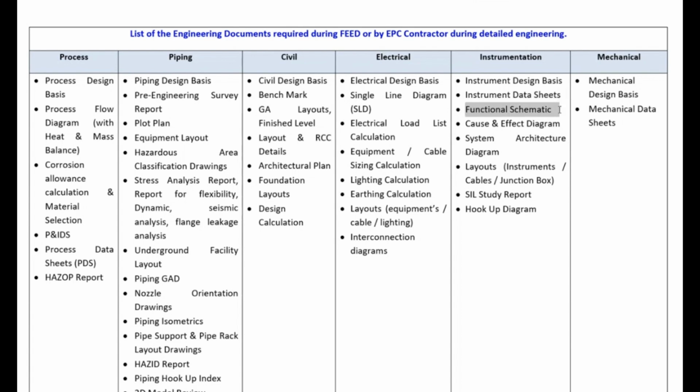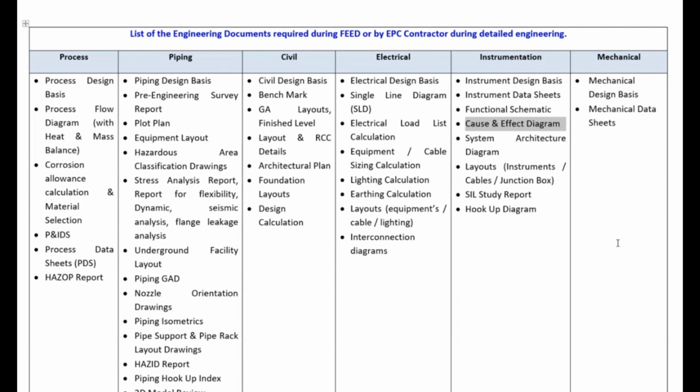Then functional schematics will come: how exactly the functions are going to be performed for each control loop, whether it is used for shutdown or for normal controls. Functional schematics and system architecture drawings are driven by each interaction. And then the cause and effect diagram. Sometimes it is a part of the process, but cause and effect diagrams are prepared to understand what the effect will be if some cause is there.